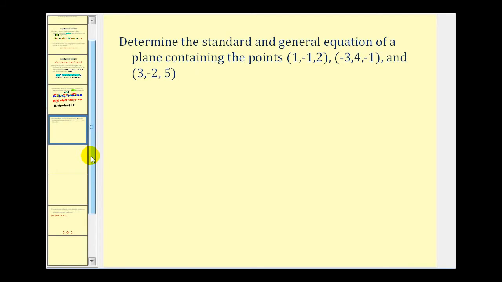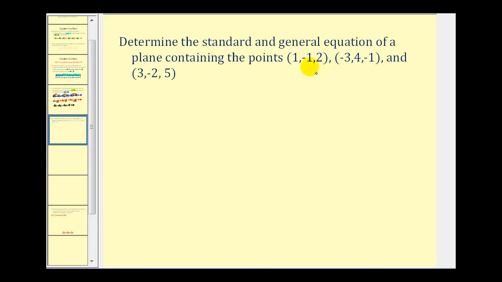We want to determine the standard and general equation of a plane containing these 3 points. Well, this problem is going to take a little bit more work. We do have to determine the normal vector to this plane. One way to do that is to determine 2 vectors in the plane containing these points in component form. We'll find their cross product, which will give us the normal vector.